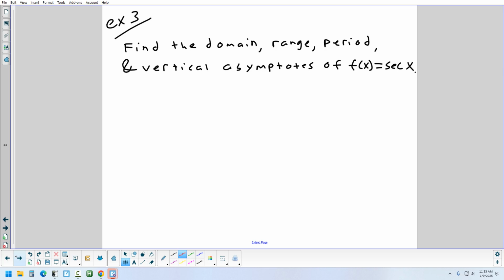So this one says find the domain, the range, period, and the vertical asymptotes of, well, I guess we can start with that. There's no transformations. That's just basic secant. I do want to do one with a transformation after. Start with the period.